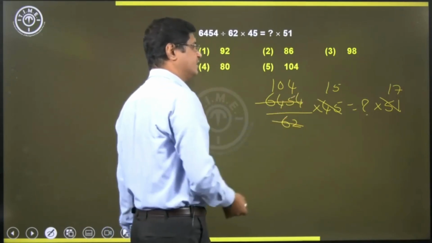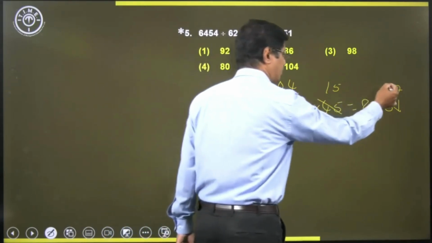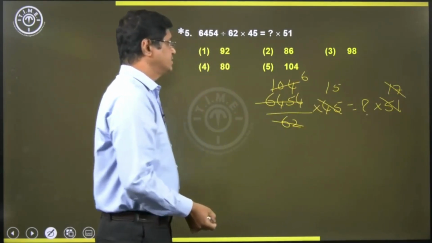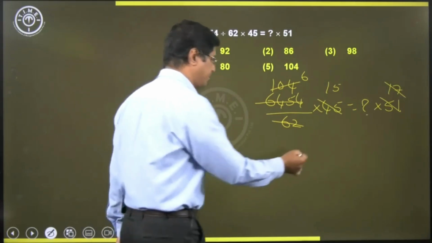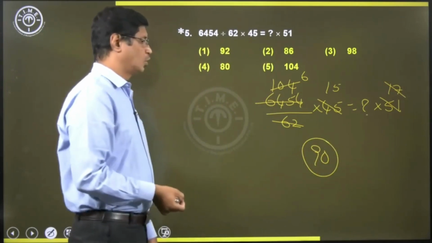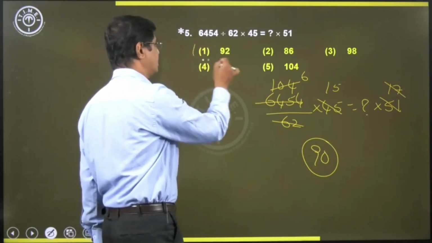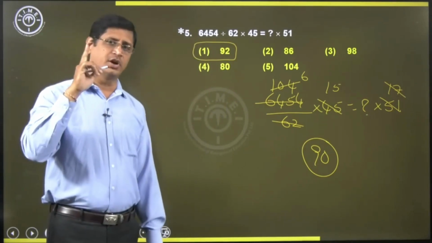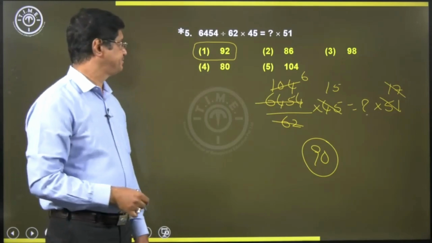So 17 goes how many times? Approximately here 6 times. 6 into 15 is equal to 90. So the answer is close to 90. So close to 90, what is the right choice? Option number 1, that is 92. The right choice is option number 1.